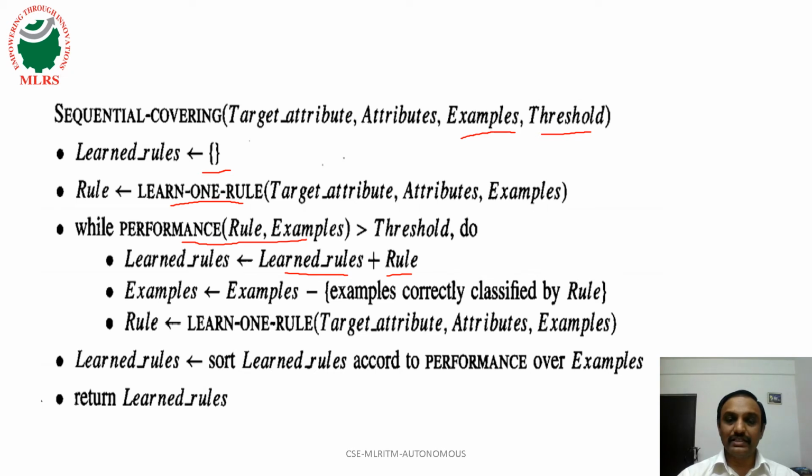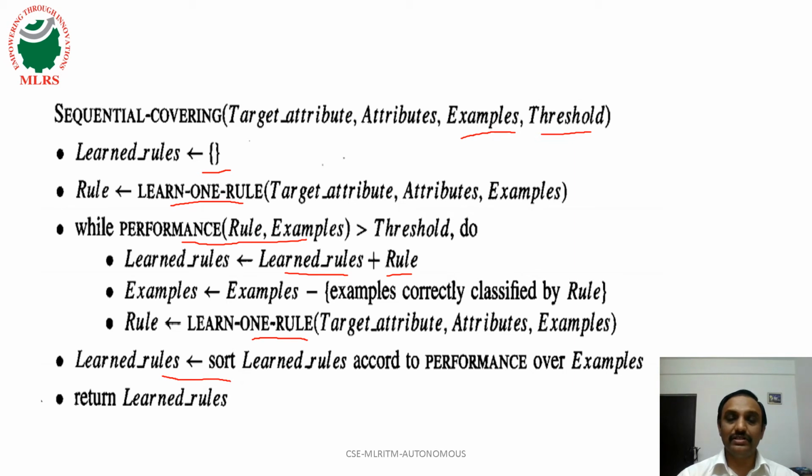Okay. So that is examples minus examples correctly classified by the rule. After that, we have to learn a new rule by using the existing data. Okay, so this process is to be repeated until the performance of that particular rule is greater than the threshold. So here, finally, we have to take the learned rule set.